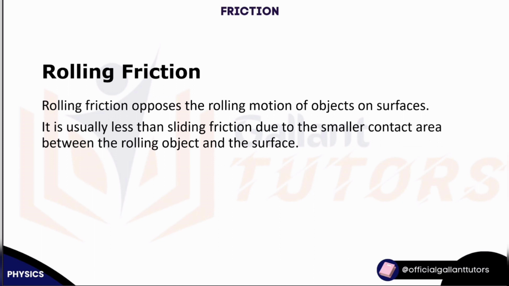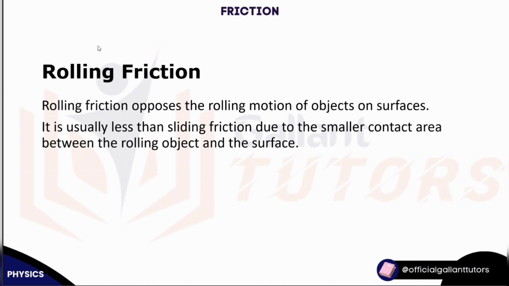So now, rolling friction opposes the rolling motion of an object. Do you get it now? So rolling friction opposes the rolling motion of objects on surfaces. Now it's usually less than sliding friction due to the smaller area in contact.